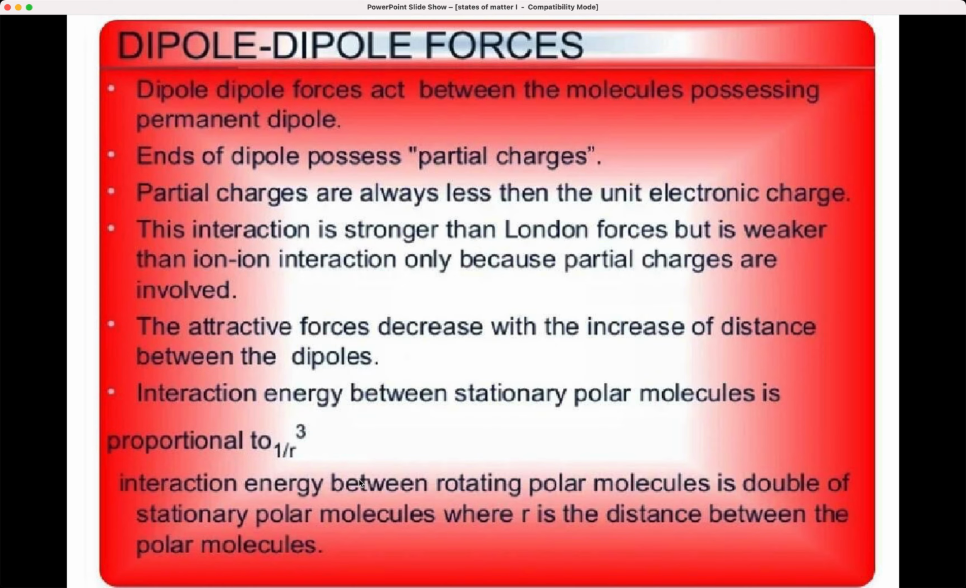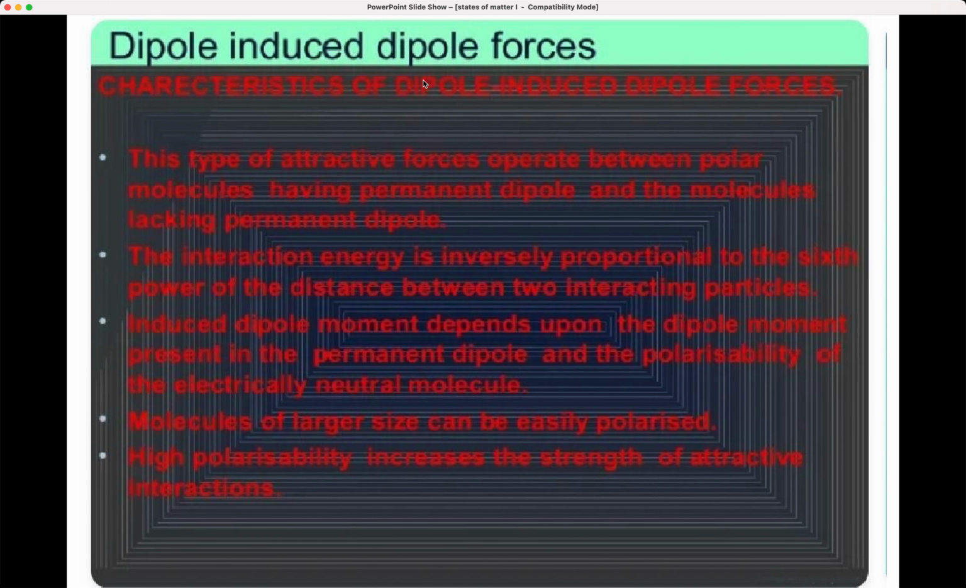Next we'll see what are dipole-induced dipole forces. What are the characteristics? These types of attractive forces are normally seen between polar molecules which have a permanent dipole and molecules lacking a permanent dipole. Here the interaction energy will be inversely proportional to the 6th power of the distance between the 2 interacting particles.